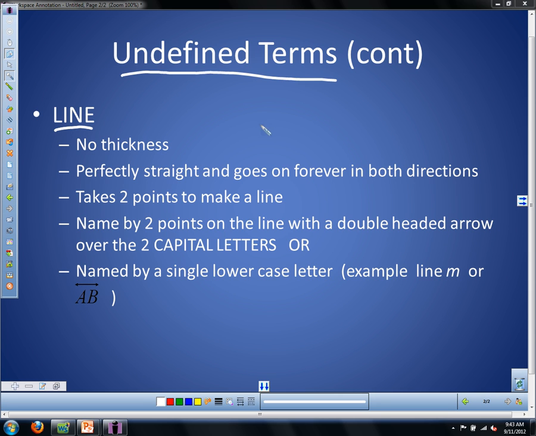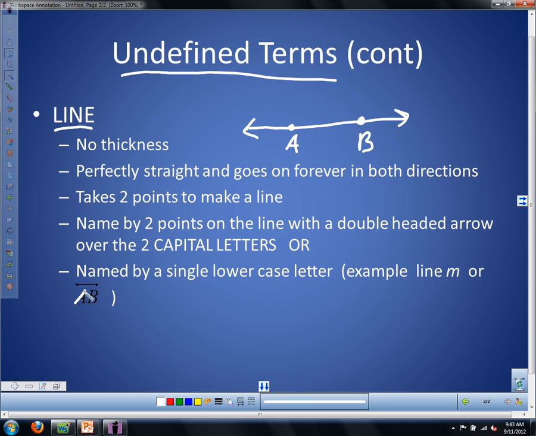So we could draw a picture of a line. Normally you see a line that looks like this. And I'll put a couple of points on my line. It takes 2 points to make a line. So any 2 points are going to be on a line. That would be an important characteristic. And we name a line with 2 points on the line with the double-headed arrows over the 2 capital letters.